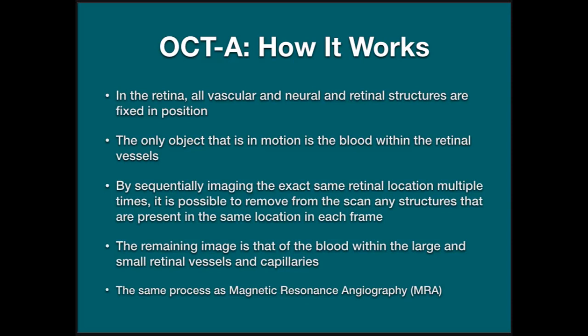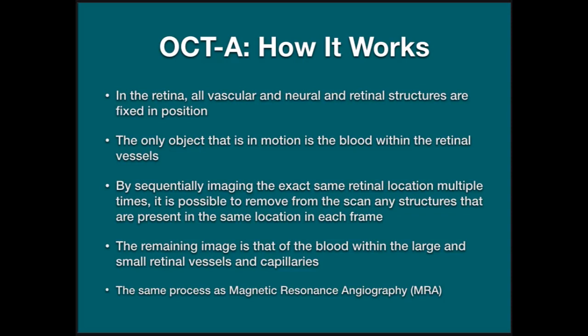Okay, let's talk about how OCT angiography works. As we know, in the retina, all the vascular and neural and retinal structures are fixed in position. The only object that's typically in motion is the blood within the retinal vessels. By using the OCT to sequentially image the exact same retinal location multiple times, it's possible to remove any structures that are stationary from the repeated scans, and the remaining image is that of the blood within the large retinal vessels and the small vessels and the capillaries.